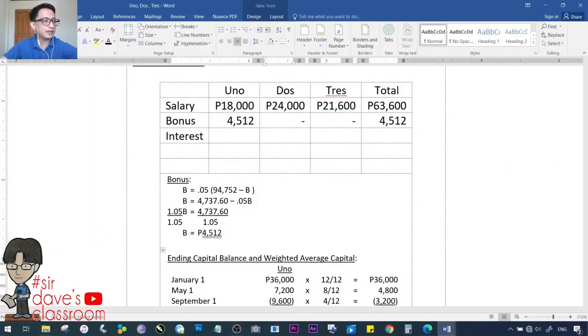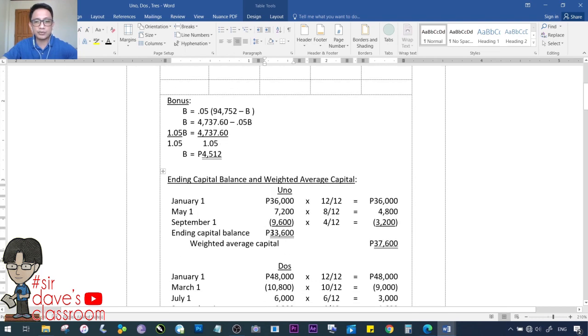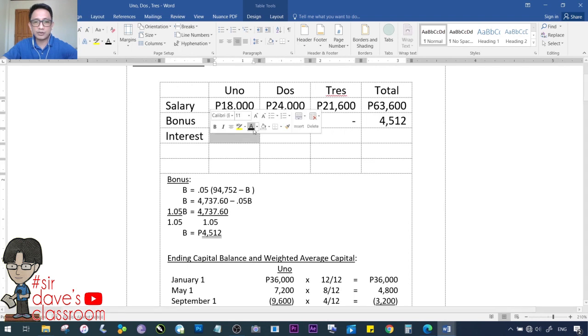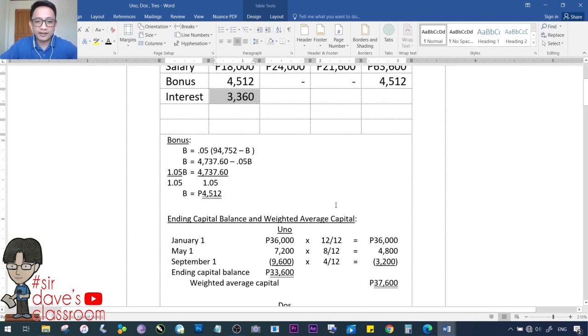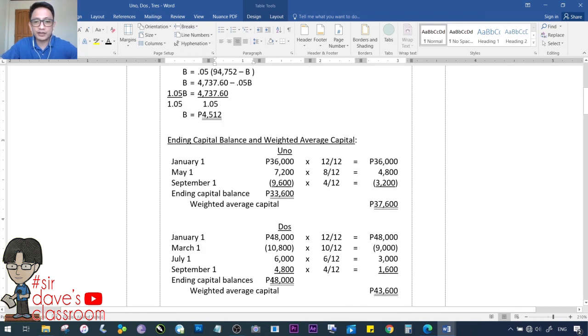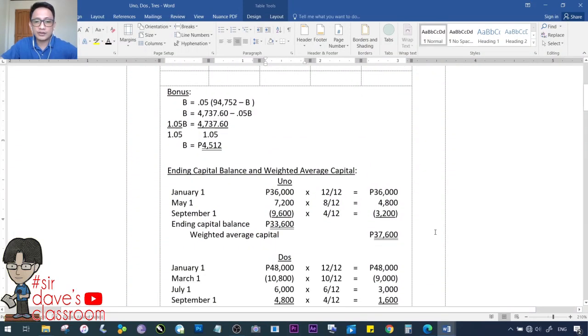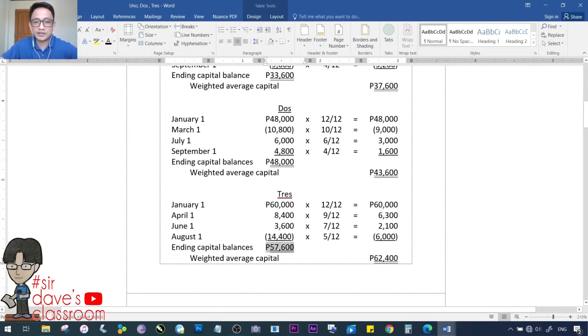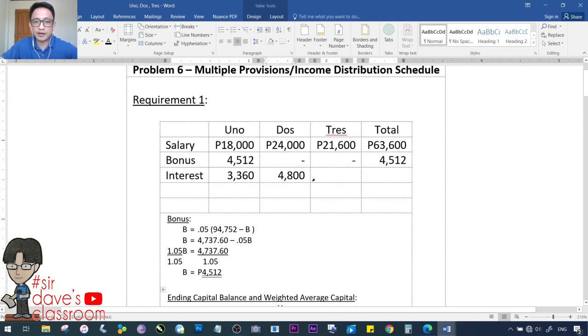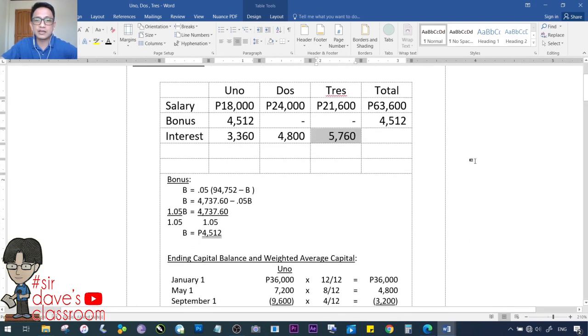Thank you. Ano ba sabi sa interest? Interest must be 10% of the ending capital balance. So, ilan ang 10% ng ending ni Uno? 33,600. Must be 3,360. You following? Sure, you're following. Ayun naman kay Dos. 10% of 48,000 must be 4,800. Ayun naman kay Tres, class. 57,600. 10% daw ng ending eh. That must be 5,760. Ilan yung total nitong tatlong to? I'll give you the time. Calculator, please. Must be? Correct.